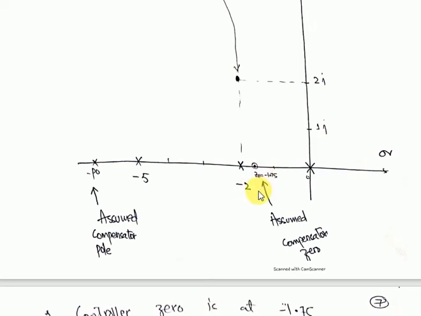So P naught is the assumed compensator pole and Z naught is the assumed compensator zero. And the value of this compensator zero we assume to be minus 1.75.